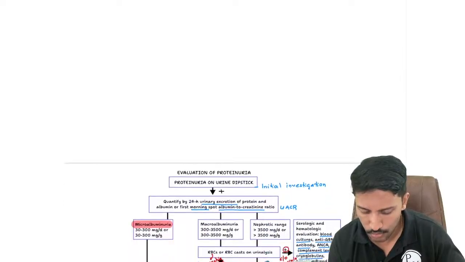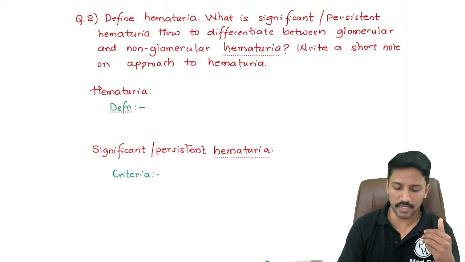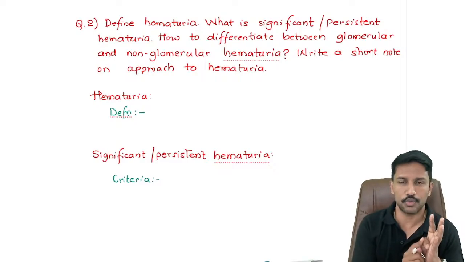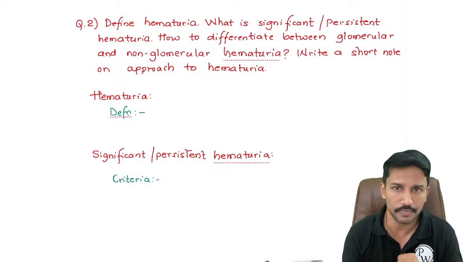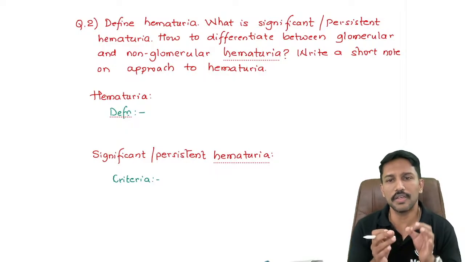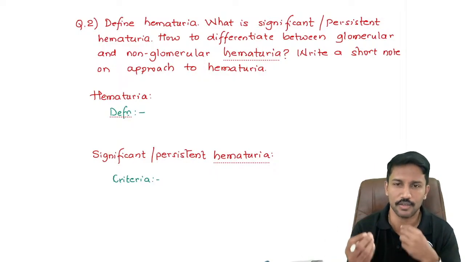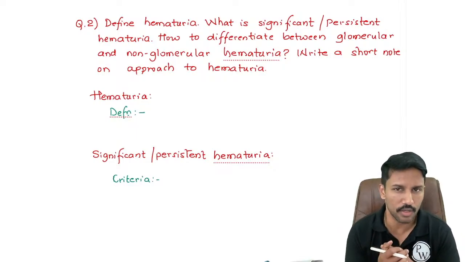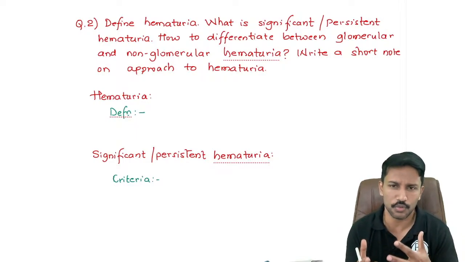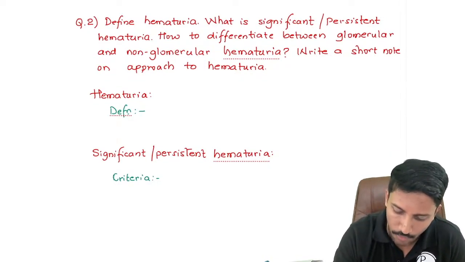Similarly, they can also ask you about the hematuria. And in hematuria, there are a few terms that they ask you to define. What is hematuria? What is significant hematuria? What is persistent hematuria? How to differentiate between glomerular and non-glomerular hematuria, just like how to differentiate between tubular and glomerular proteinuria? And they will also ask you to write approach to hematuria. So this can be a 5 or a 10-mark question. So let us see how do we write it for 10 marks.